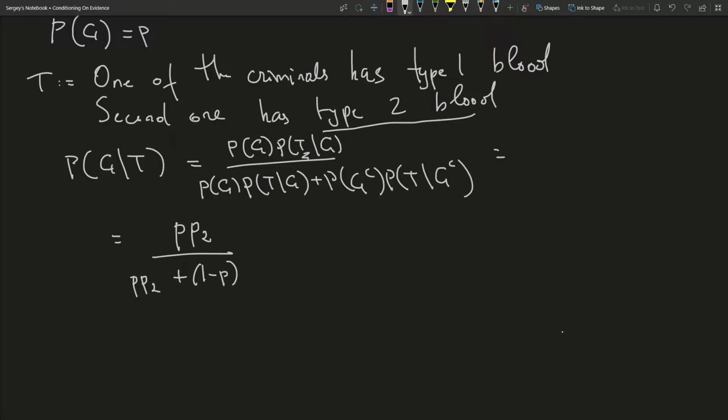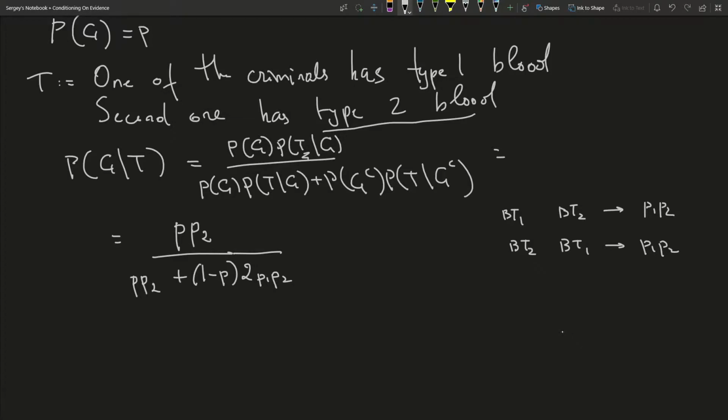And now, given that our suspect is not guilty, what's the probability that one of the criminals has type 1 blood and the other one has type 2 blood? Well, that's 2 times P1 times P2. And the reason for the factor 2 is that the first criminal could have blood type 1 and the second criminal blood type 2, or the first criminal could have blood type 2 and the second criminal blood type 1. And the probability of each of these scenarios is P1 P2. And so this is the reason for the factor 2 here.